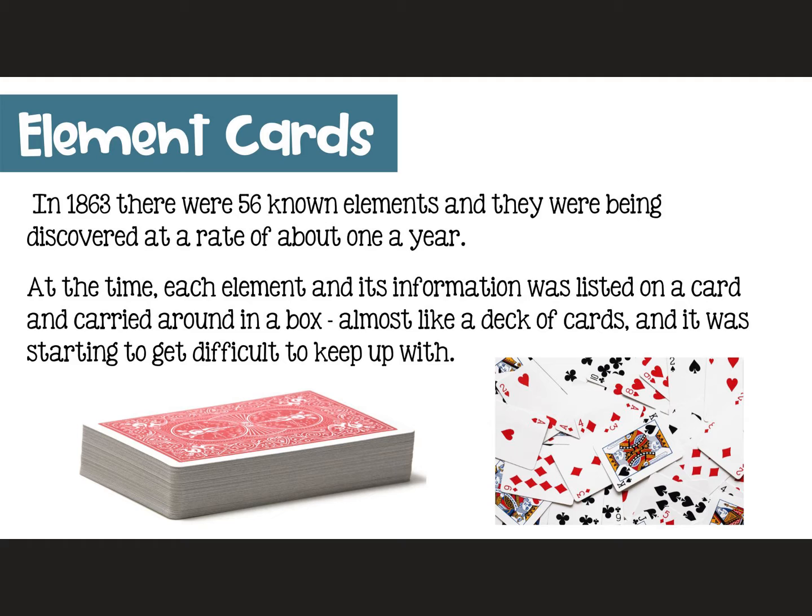There were 56 known elements, and they were being discovered at about a rate of one per year. At this time, each element and its information was listed on a card, kind of like an element trading card. And these cards were carried around in a box, like a deck of cards. And it was starting to get difficult to keep up with all of them.